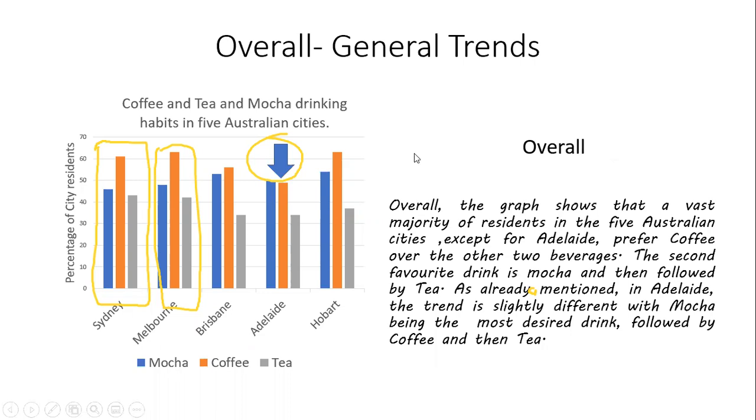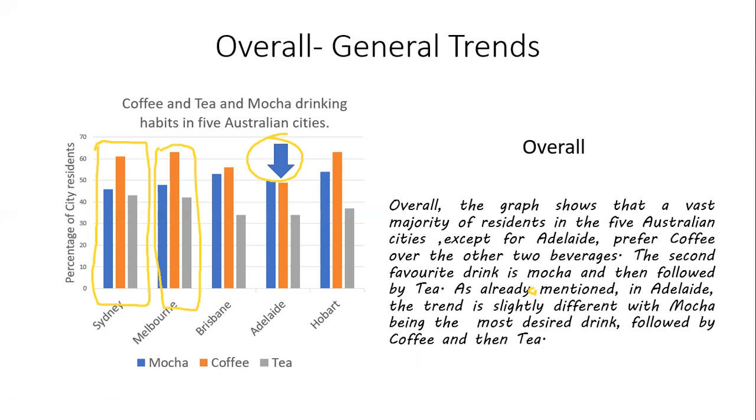Overall, the graph shows that a vast majority of residents in the 5 Australian cities, except for Adelaide, prefer coffee over the other 2 beverages. The second favourite drink is mocha, followed by tea. As already mentioned, in Adelaide the trend is slightly different, with mocha being the most desired drink, followed by coffee and then tea.